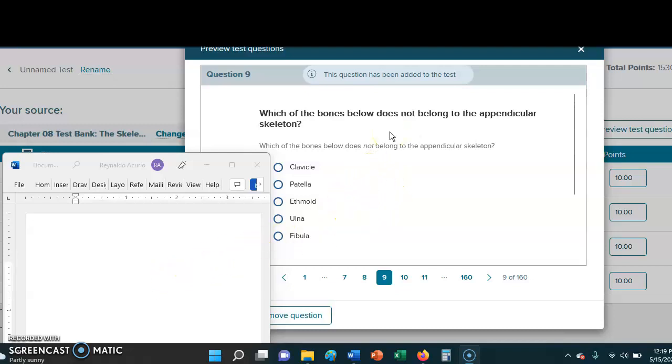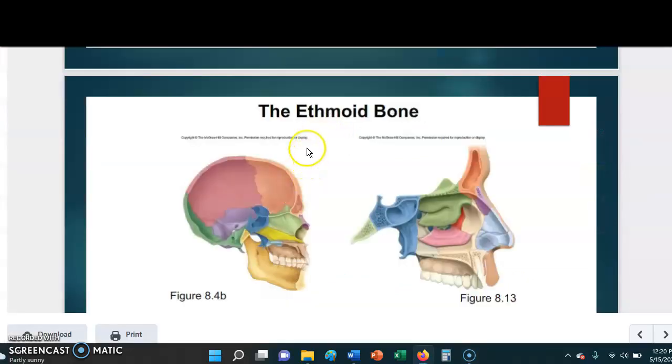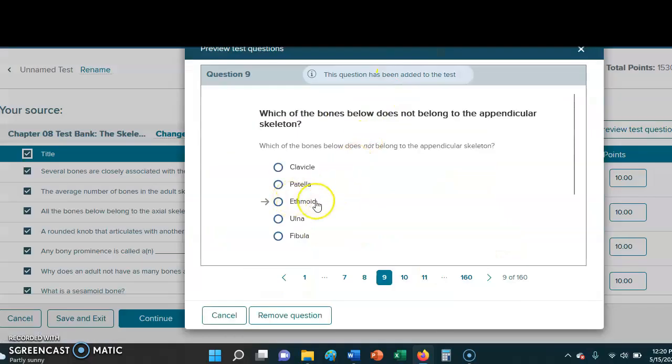So then appendicular skeleton, that's gonna be our arms and legs, basically. And we have right here the ethmoid bone, which is gonna be part of our skull. And we have right here in green the ethmoid bone. So then this should be the bone that is not part of the appendicular skeleton. Right here, ethmoid bone would be the answer, right? Because that one is not part of the appendicular skeleton.